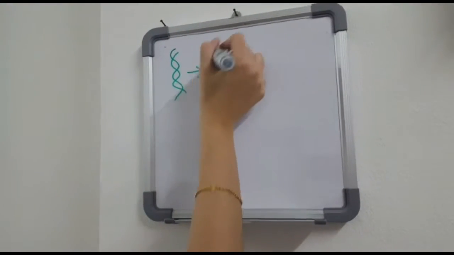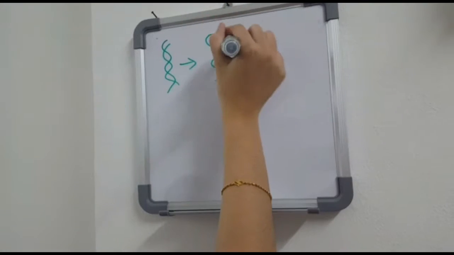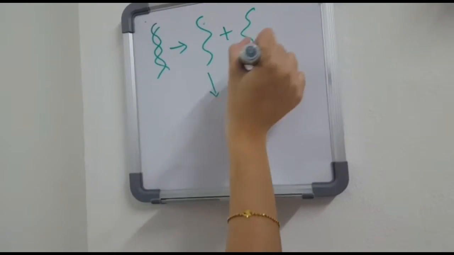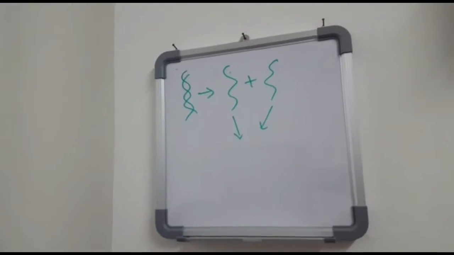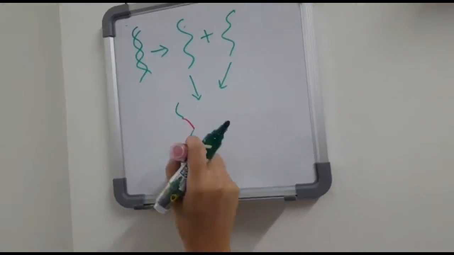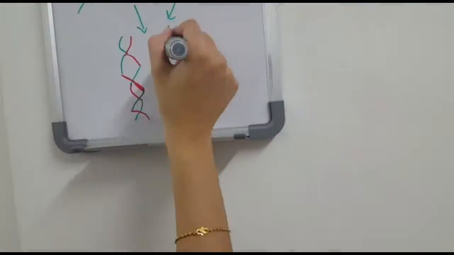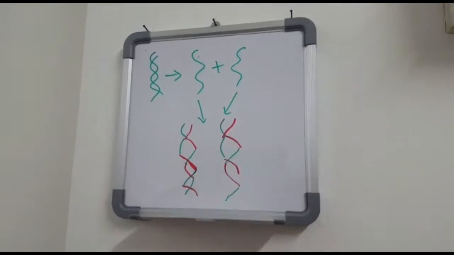The next model proposed by Max Delbruck is the dispersive model. This model proposed that the parental DNA molecules were broken into fragments and that both the strands of DNA in each of the daughter molecules were made up of an assortment of parental and new DNA.